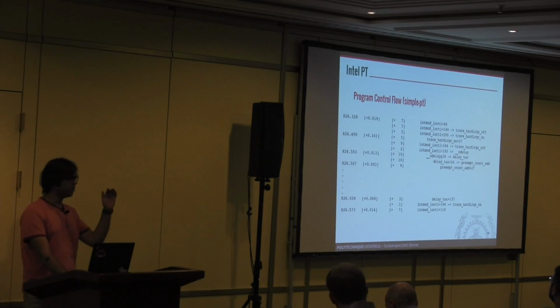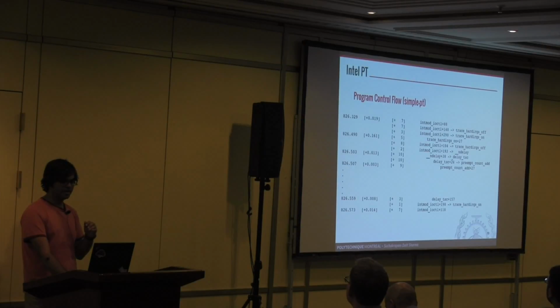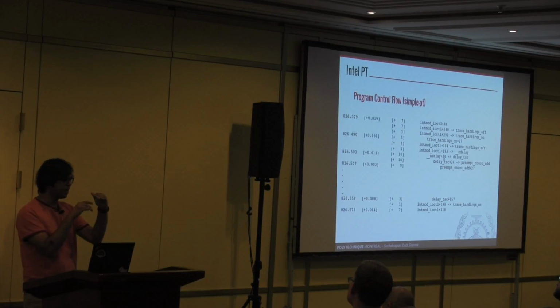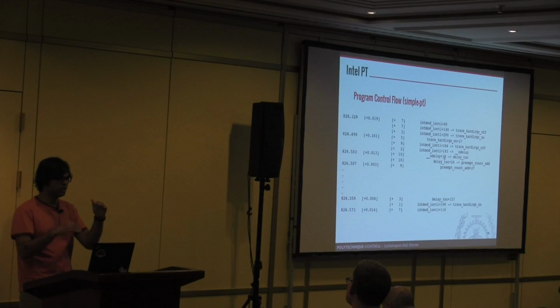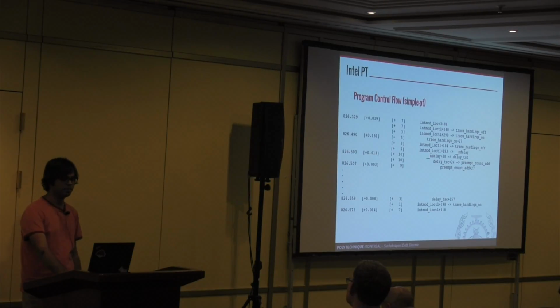You can see it's a little bit more granular than ftrace because it doesn't just tell you that it's calling this function, but it also tells you that inside this function there was some branch at an offset of 38 which called something else. So you see a little bit more granularity in that.